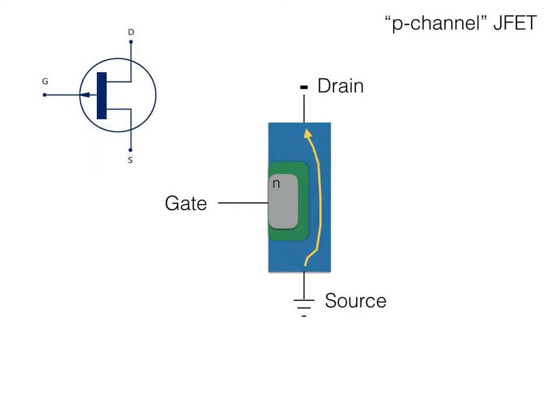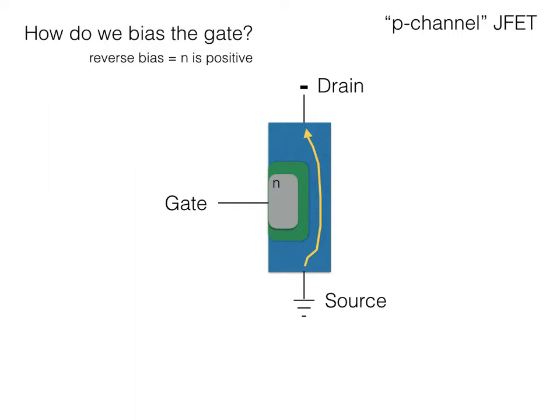Of course, that's opposite the direction of the flow of electrons. Electrons are going from negative to positive, but the conventional current, which is the flow of positive charge, goes from the source to the drain. And it's that corridor there that the yellow arrow is going through that we want to choke off. So how do we bias the gate?